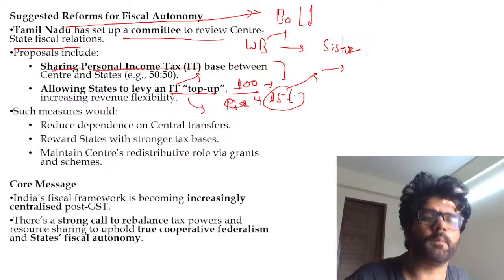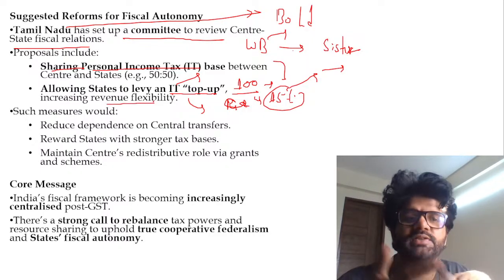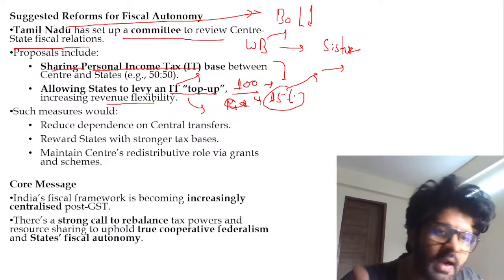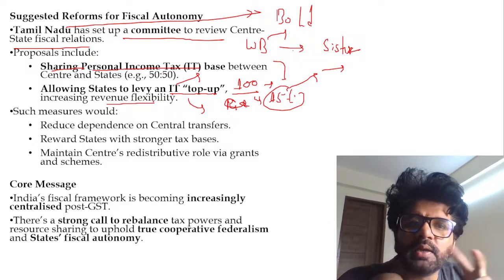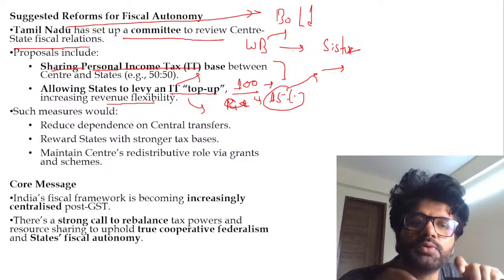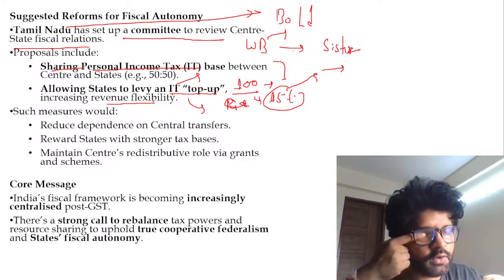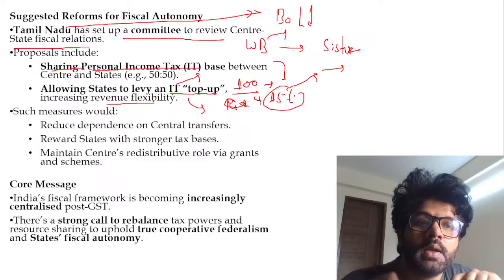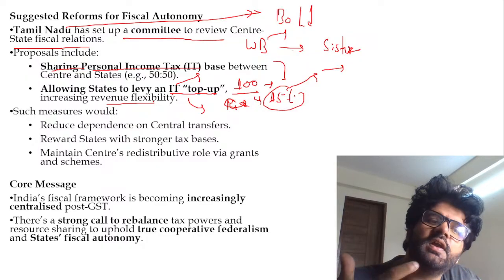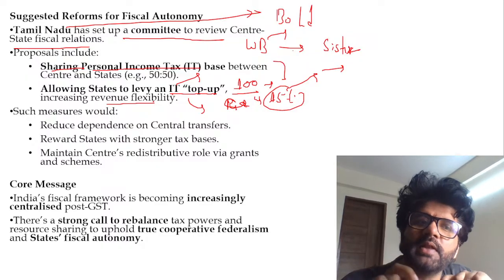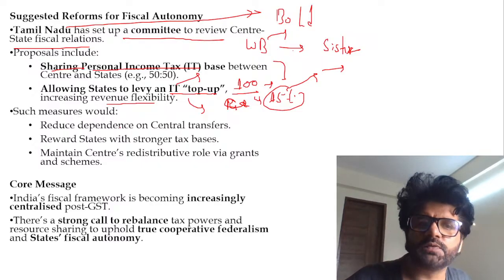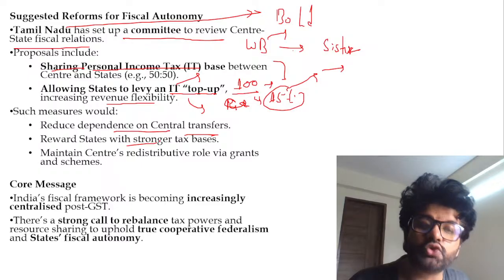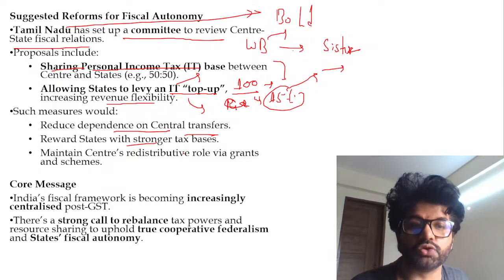So this is an IT top-up, increasing revenue flexibility. Let's say in Tamil Nadu and Karnataka, you have IT setups, IT hubs, so there the income tax bracket is higher. They can charge an IT top-up. I know the burden will increase on the people, but that will also lead to an increase in the revenue of states. That excess amount will go to the states. That is what they are saying. Cool. Such measures will reduce dependence on central transfers. There is too much dependence on the center right now, which is not good.